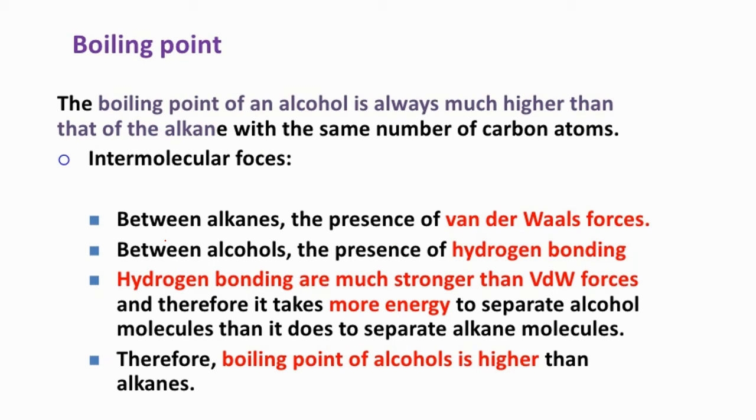The boiling point of an alcohol is always much higher than that of the alkane with the same number of carbon atoms. Between alkanes, there are van der Waals forces, also known as temporary dipole-dipole interactions. Between alcohols, there are also temporary dipole-dipole interactions and permanent dipole-dipole interactions, but there's also hydrogen bonding because of the oxygen being very electronegative. It takes more energy to separate the alcohol molecules than it does to separate the alkane molecules. Therefore, the boiling point of alcohols is higher than alkanes.